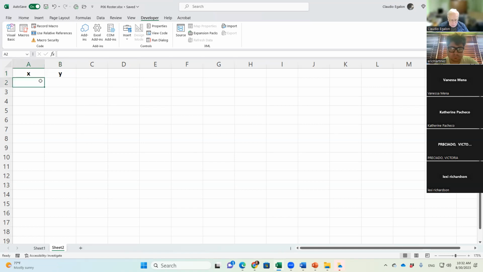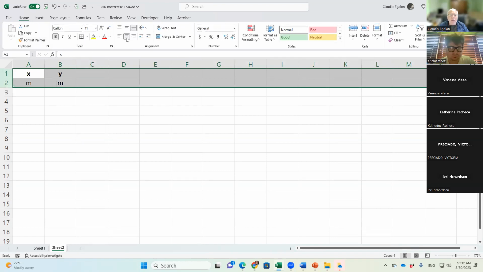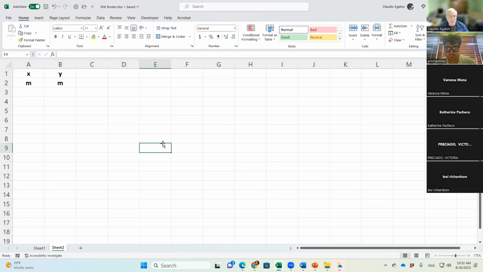I always ask you to put the units, and the units always show up in a different cell. If you're measuring position, the unit is going to be the meter, always the meter. We're not going to use kilometers, centimeters, or feet. Remember, in my labs you will always be using the international system of units.